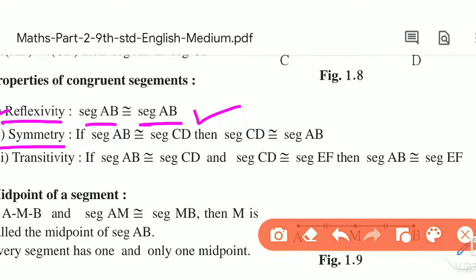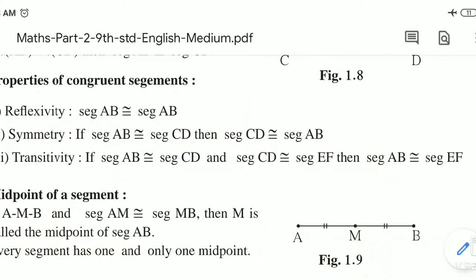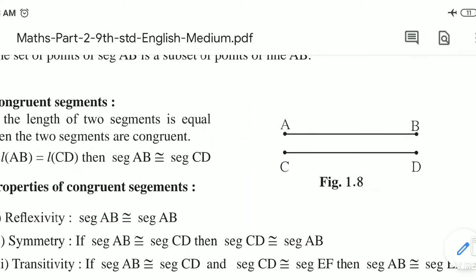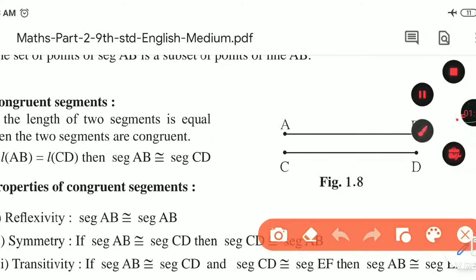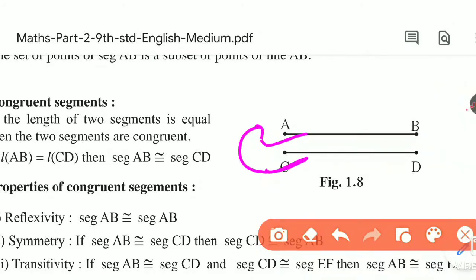The next property is symmetry. If seg AB is congruent to seg CD, then CD is also congruent to AB. Just now we saw, if AB is congruent to CD, then CD is also congruent to AB. This property is called symmetry. After that we will see the next property, that is transitivity.